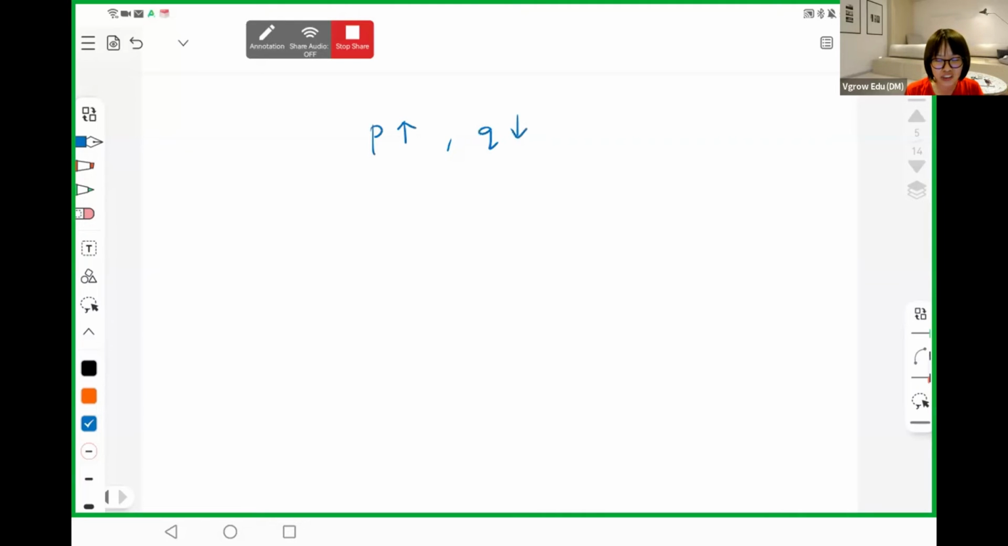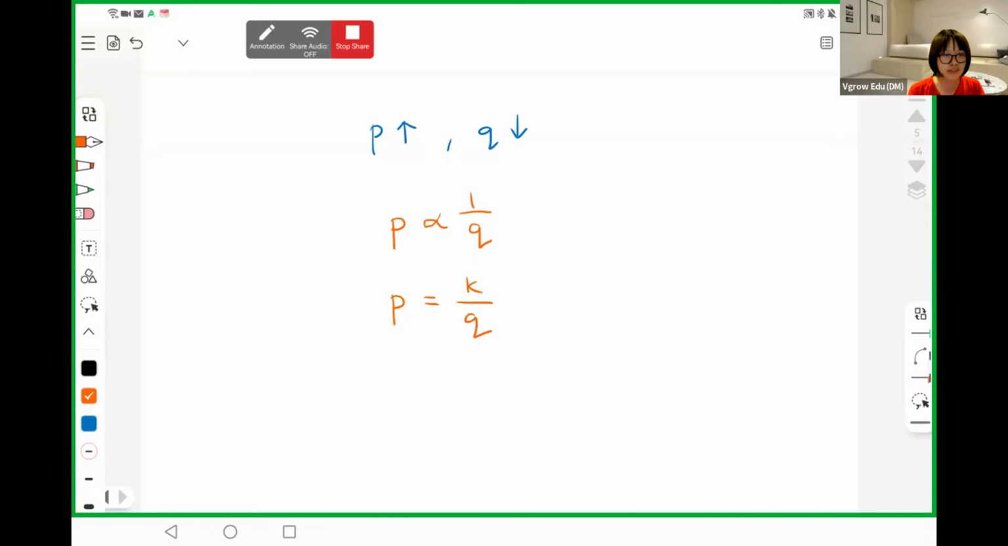What type of relation is this? They didn't mention the direct or inverse law, but they just mentioned P increases, Q decreases. Yes, you're right, you got it. It's inverse variation. So if you want to write it in variation form, it will be P is proportional to 1 over Q. Change it to equation form: P equal to K over Q.